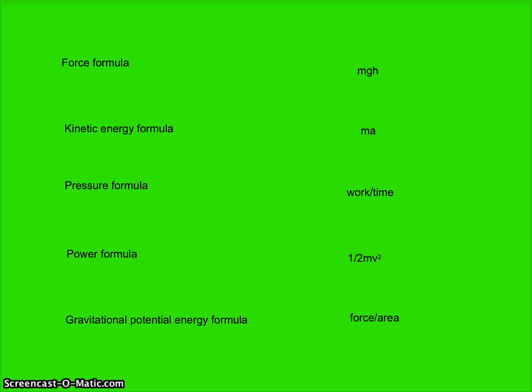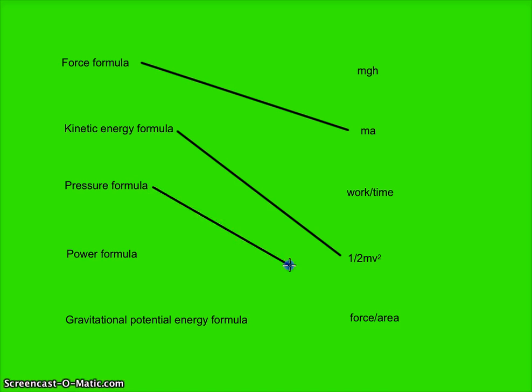What about these formulas? Do you remember these formulas? Go ahead and turn off the video now and see if you can match them up before I tell you the answers. Formula for force is F equals ma. What about kinetic energy? That is 1/2 mv squared. Pressure. Pressure is force divided by area.